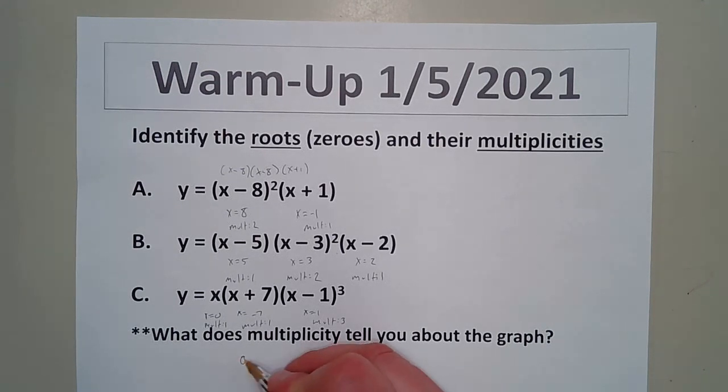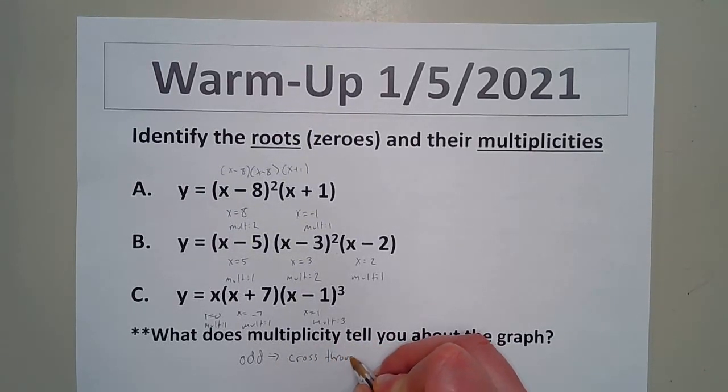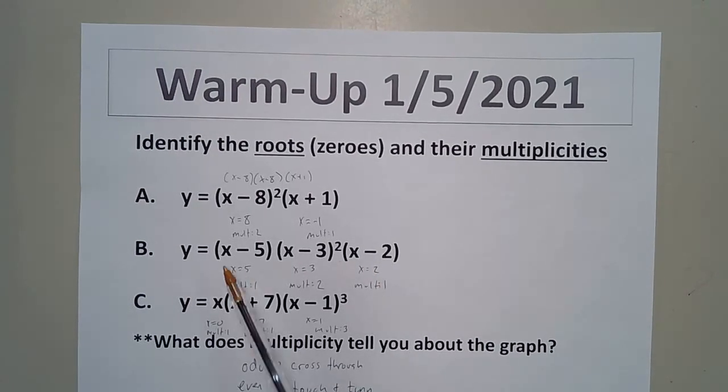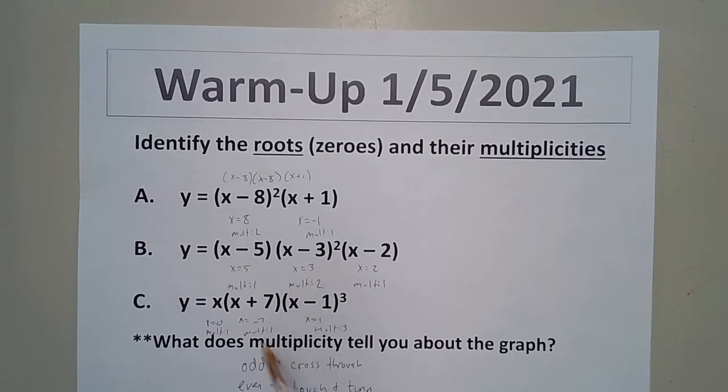So odd multiplicities mean they cross through. And even multiplicities are where they touch. They touch and turn, is what I usually say. So, judging by this, B is a great example of this. On this graph, it's going to cross through 5 and 2, but it's going to just touch at 3.